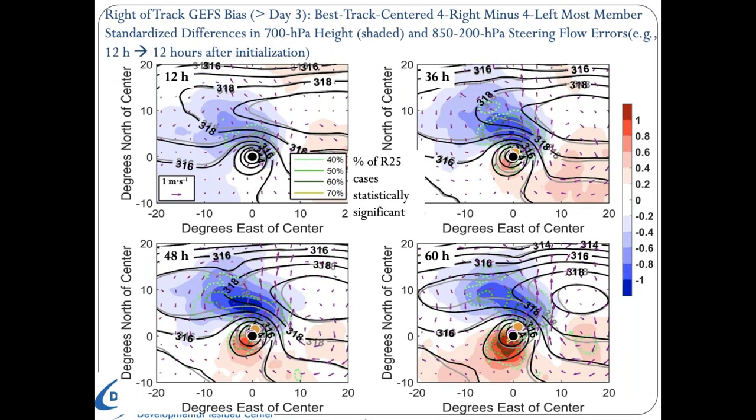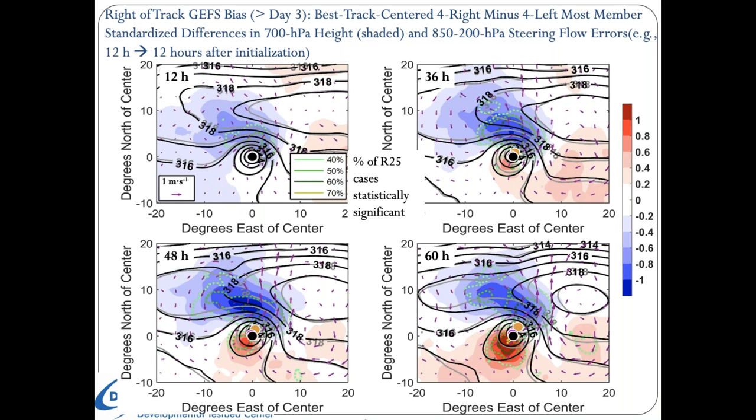And here what we're looking at is the right-of-track GEFS bias for days greater than day 3. So it's the best track centered, 4 right minus 4 left, most members. Standardized differences, so 700 millibar height is shaded, and those differences, and 850 to 200 millibar steering flow errors. So what we're seeing here with this track bias is that there is some relation to tropical subtropical ridge decay, but the question is why?